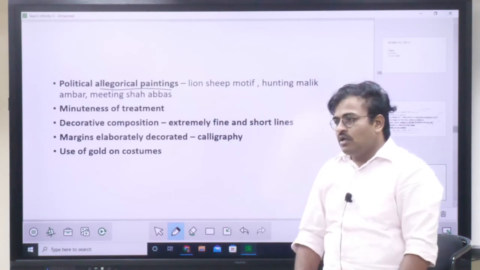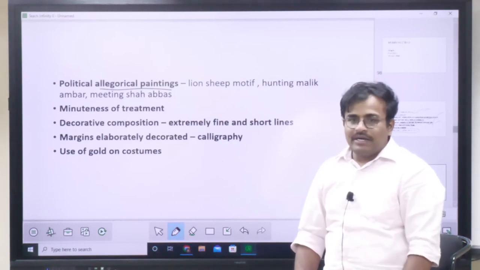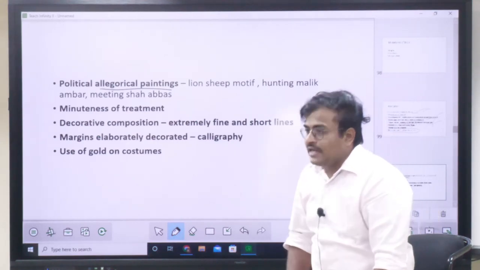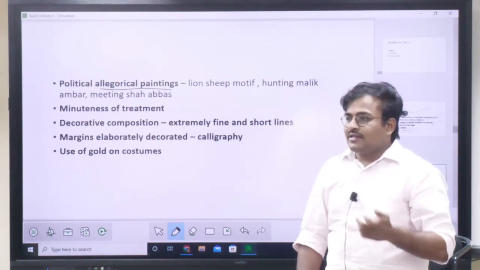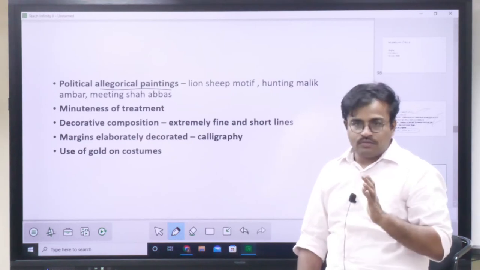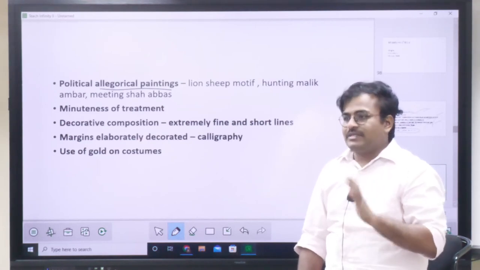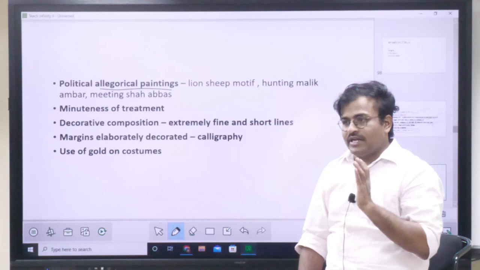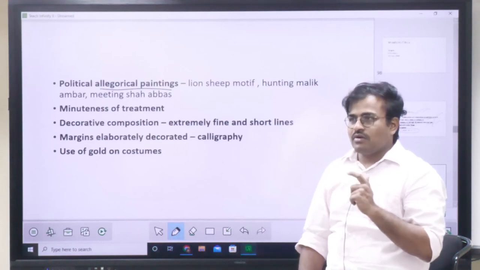So after the annexation of the Nizam Shahis, one of the military generals of the Nizam Shahis, by the name of Malik Ambar, started troubling the Mughals. Particularly, he was the one who started guerrilla warfare against the Mughals, and later the same tradition was continued by Shivaji too. Malik Ambar is a very famous military general of the Nizam Shahi dynasty. Is it Nizam Shahis or Adil Shahis?